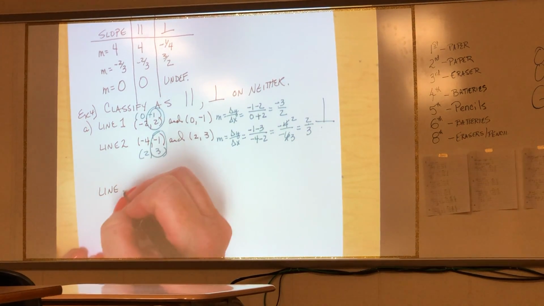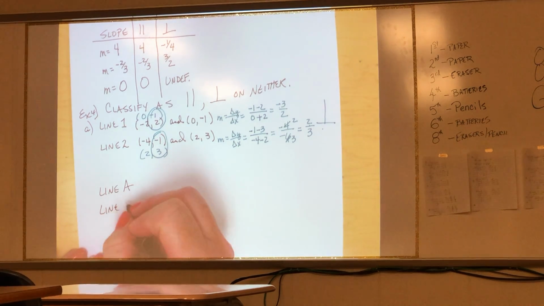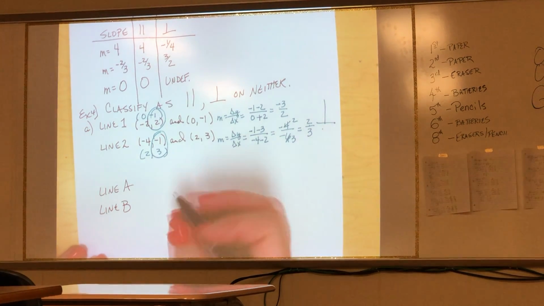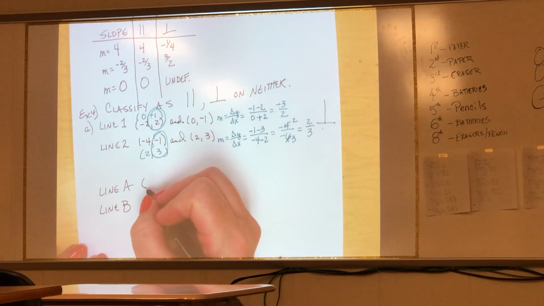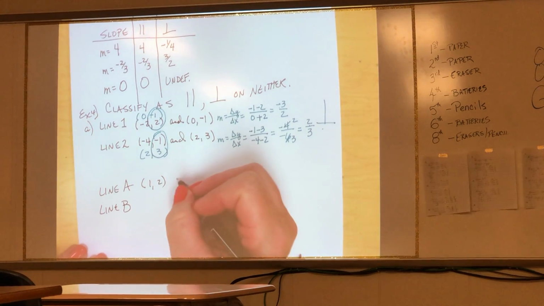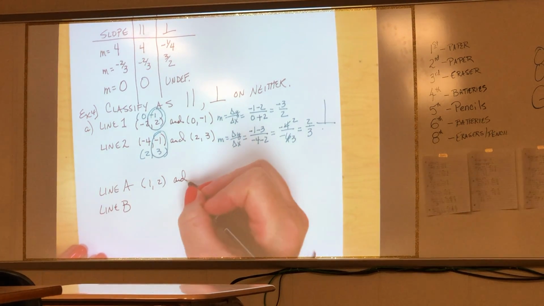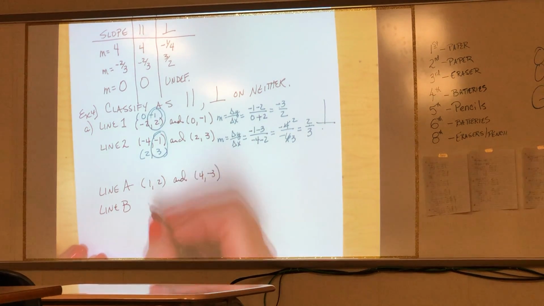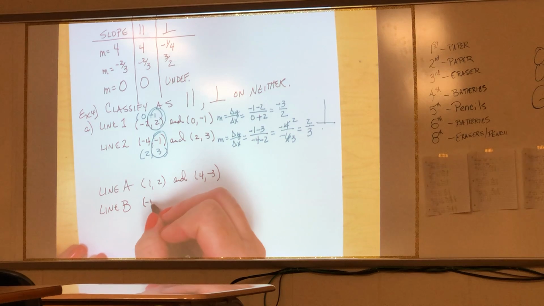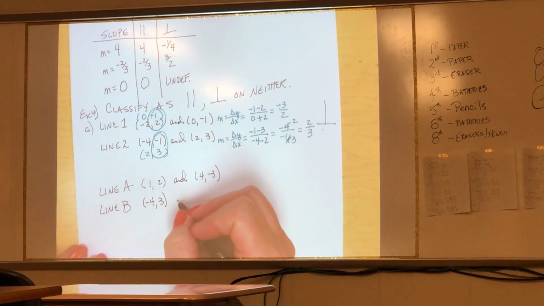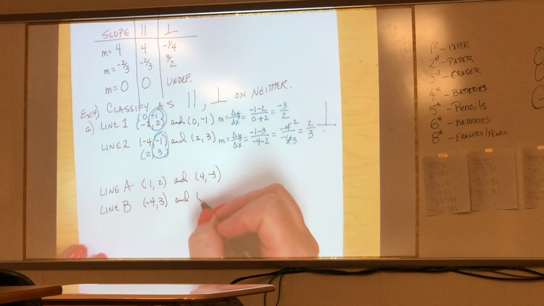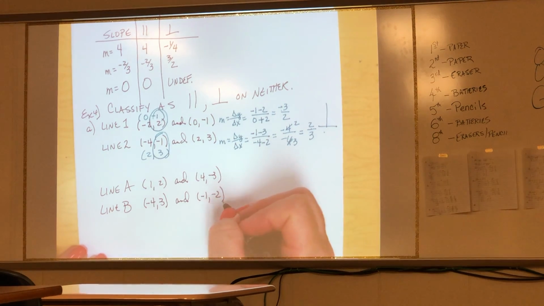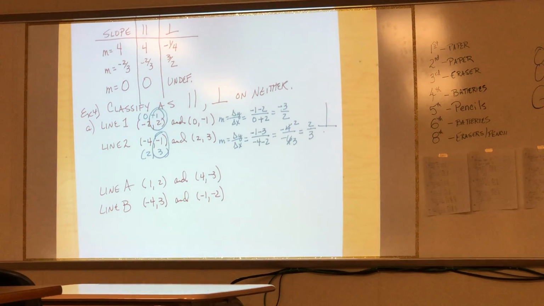Line A and line B. Line A contains the points (1, 2) and (4, -3). Line B contains the points (-4, 3) and (-1, -2). Tell me, are they parallel, perpendicular, or neither?